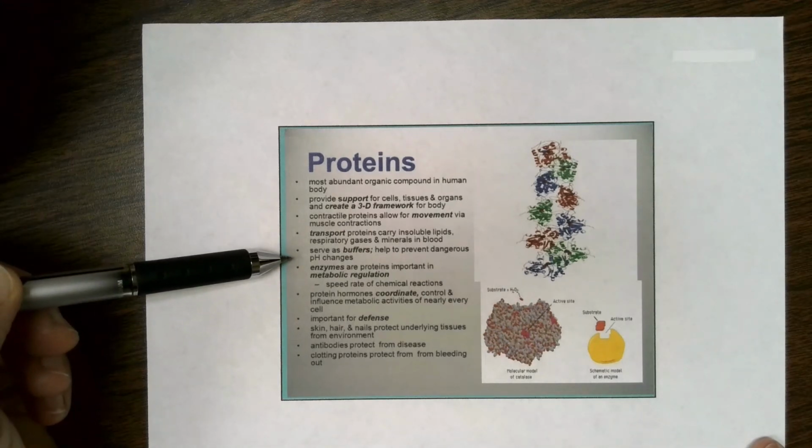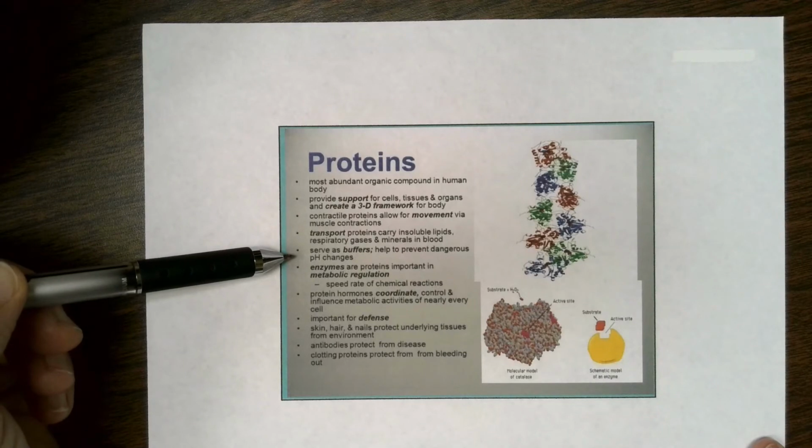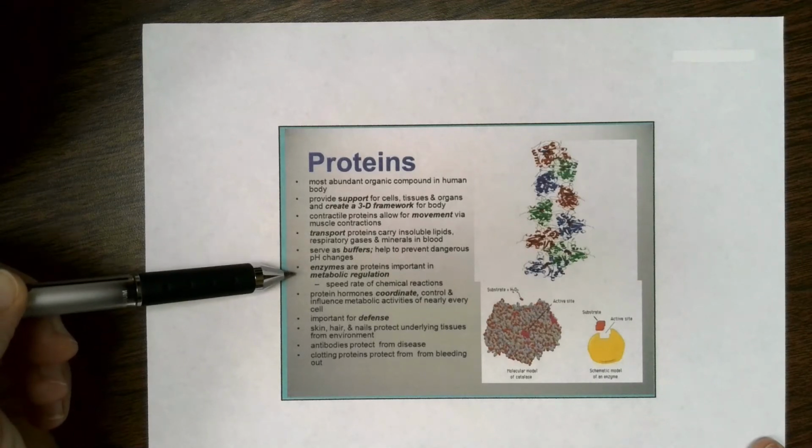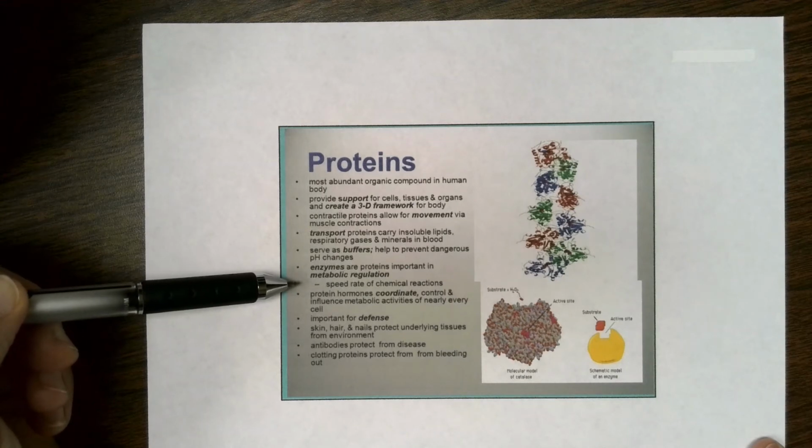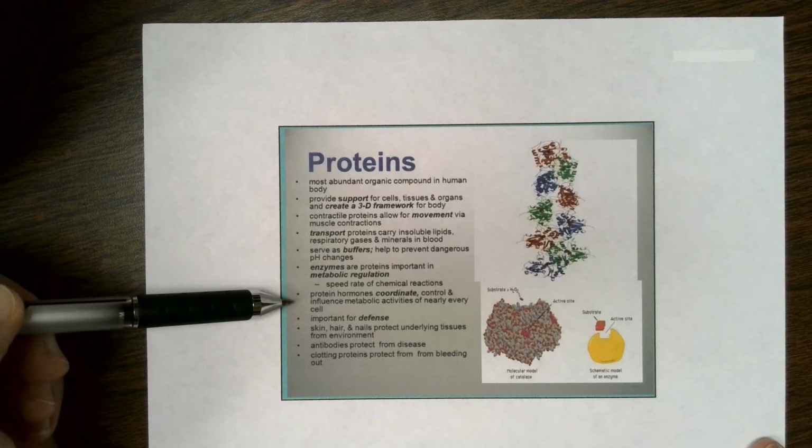Buffers, we don't get into that a ton, but just as far as when we do talk about pH, okay, protein's going to play a role in that. We keep that pretty simple. Enzymes, we're about to talk about a tiny bit more, and then we'll do a whole separate lecture and class on that most likely. But notice it says that they speed up the rate of chemical reactions. Basically, if we didn't have enzymes, then chemical processes that happen in bodies would not happen at the rate at which they do. Hormones are proteins, okay, so they control all sorts of functions in our body.